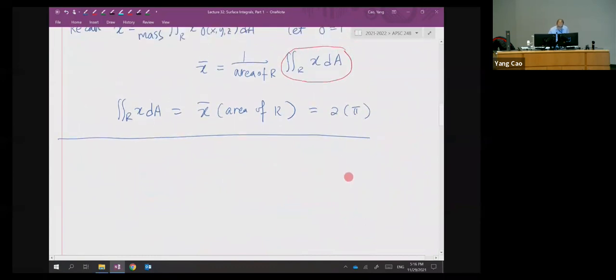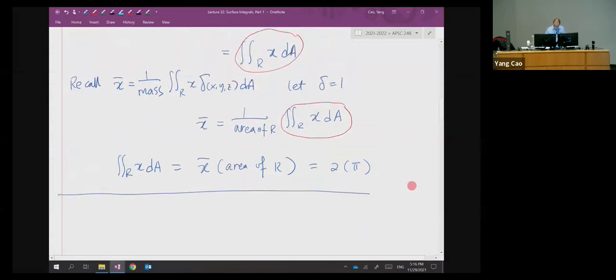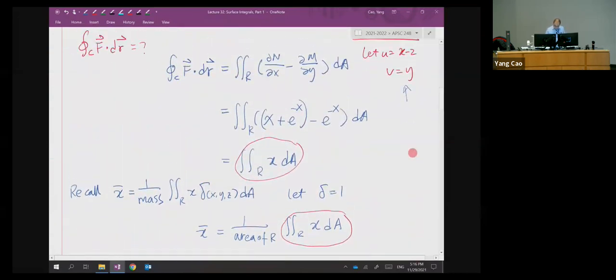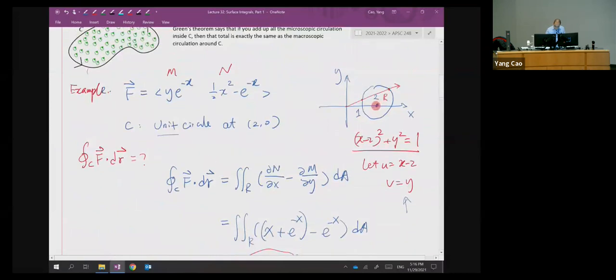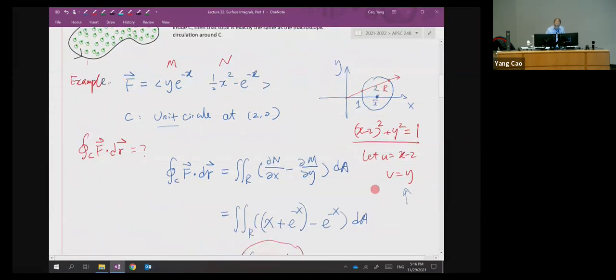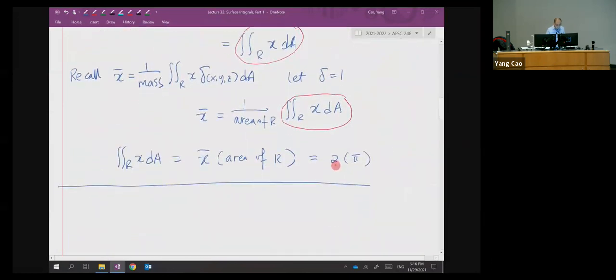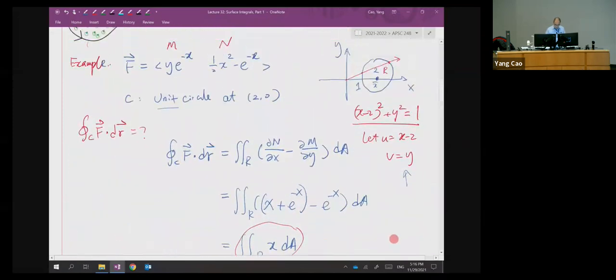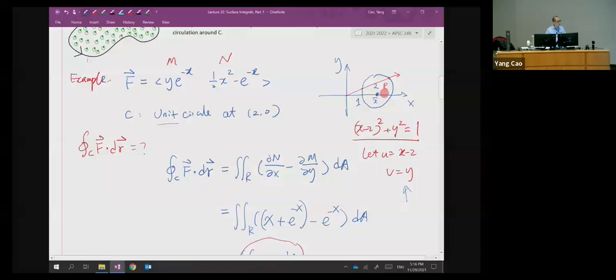Any questions before we move on to a new topic? Yes. Is it 2 pi or pi? It's 2 pi because this is region R, so the center x bar should be right here, right? X bar should be right here, so that's 2. So x bar equals 2. And area equals pi r squared. The radius of the circle is 1, so that just ends up being pi. Yeah.